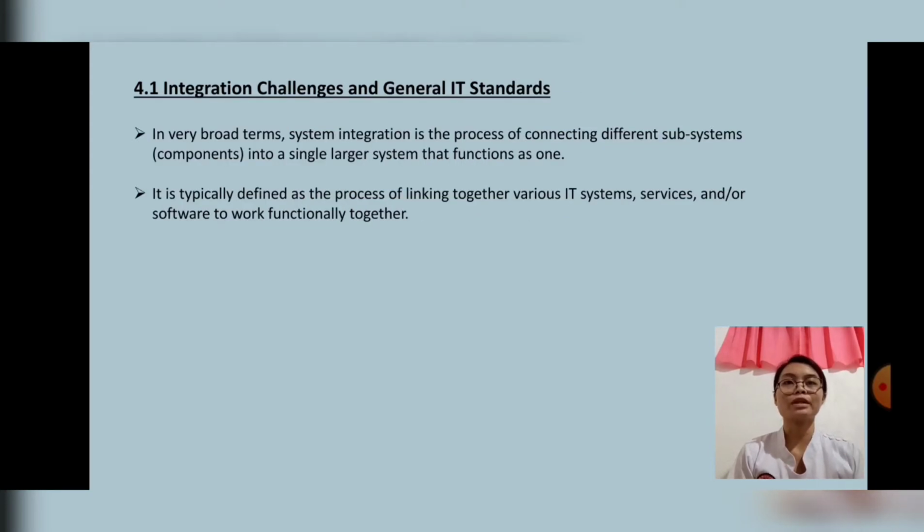So 4.1, integration challenges and general IT standards. In very broad terms, system integration is the process of connecting different subsystems or components into a single larger system that functions as one. It is typically defined as the process of linking together various IT systems, services, and/or software to work functionally together.